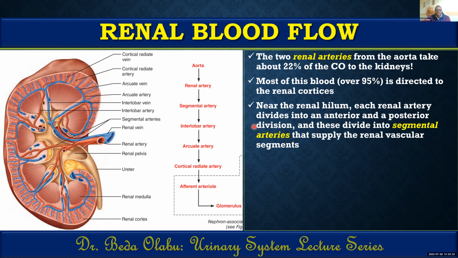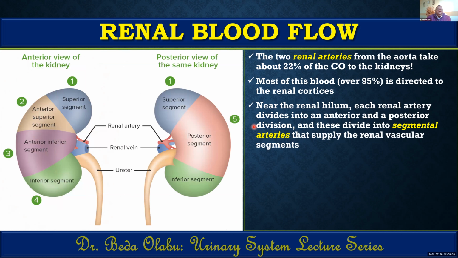The anterior division divides further into four, and those four are called the segmental arteries. The posterior division usually does not divide into further segmental arteries, so the posterior division continues as the posterior segmental artery. But the anterior division gives us four segmental arteries. And so we have 5 vascular segments of the kidney, 4 in front and 1 behind. These are the names given to the vascular segments of the kidney.